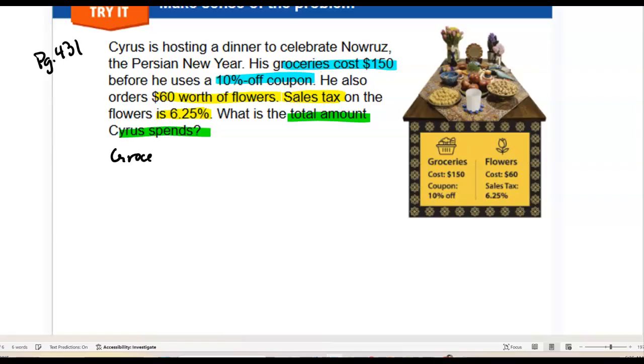Knowing that he has a coupon, that means that we can subtract from 100% of the price. If he's got 10% off, 100 minus 10, that's 90% of the price that he pays. So $150 for the groceries times 0.90 gives you $135 that he pays for the groceries.